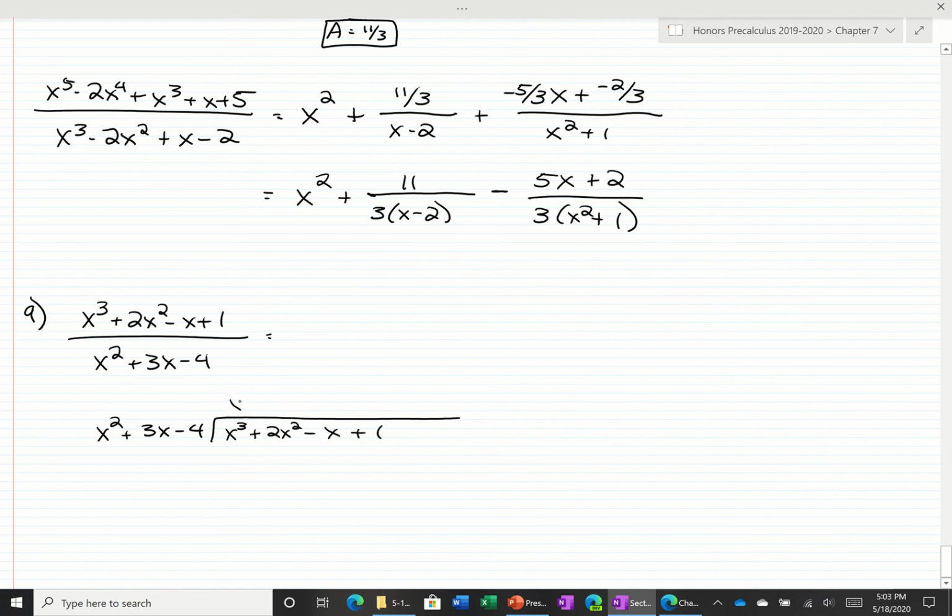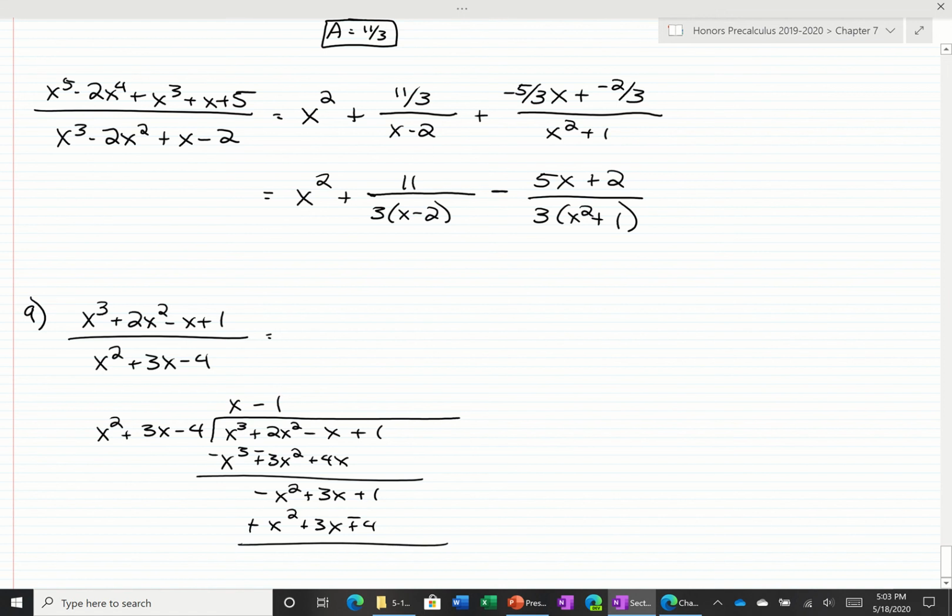And it goes in x times, so this will be x to the 3rd, 3x squared, minus 4x. Subtract these. This will be negative 1. We get 6x minus 3 as the remainder over x plus 4 and x minus 1.